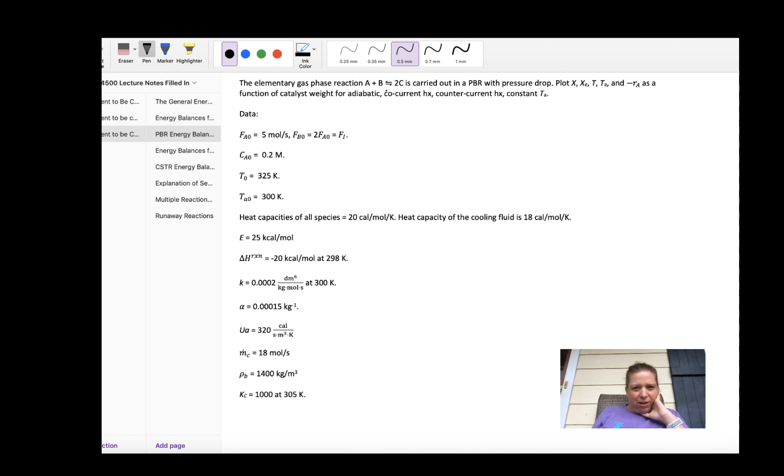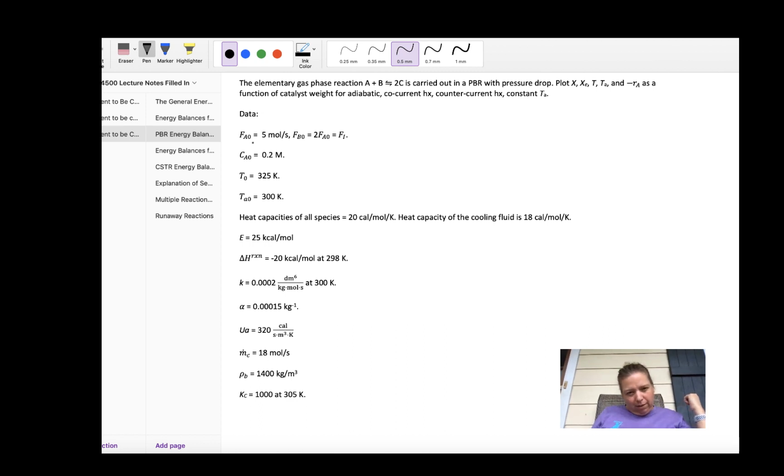The elementary gas phase reaction A plus B goes back and forth to 2C is carried out in a PBR with pressure drop. So we want to plot X, the conversion, XE, the equilibrium conversion, T, the reactor temperature, TA, the coolant temperature, and the reaction rate, RA, all as a function of catalyst weight for 4 different cases: 1, adiabatic; 2, co-current heat exchange; 3, countercurrent heat exchange; and 4, constant coolant temperature. And we're given this data. So we're going to solve that in Python.